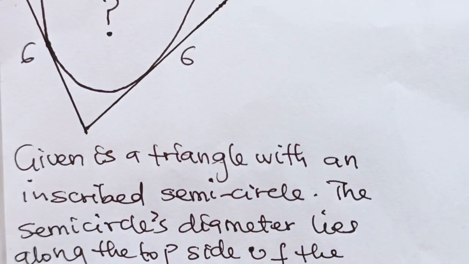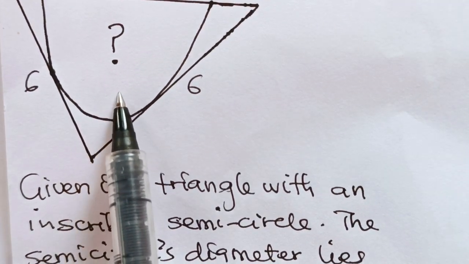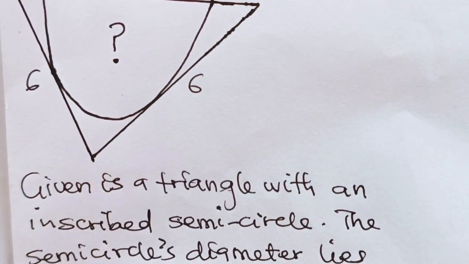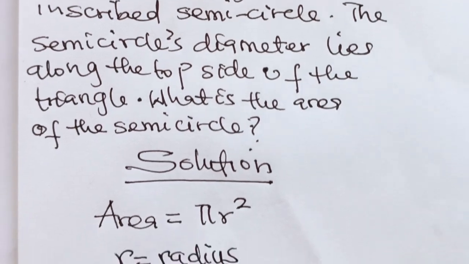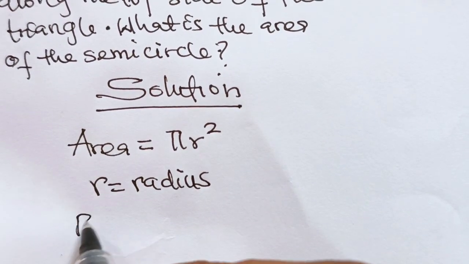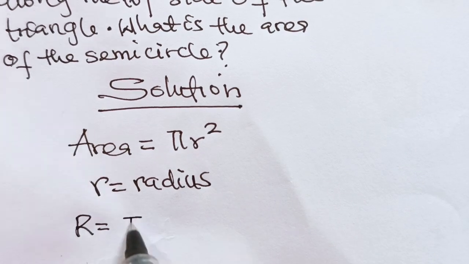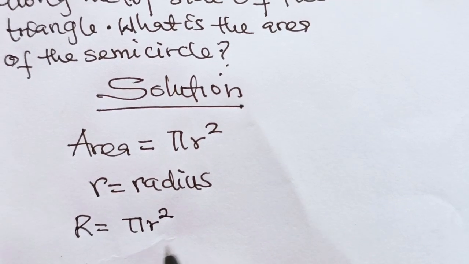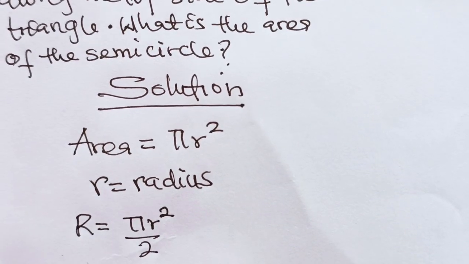Now we are asked to find the area of this semicircle. A semicircle is half of a circle, right? If a semicircle is half of a circle, then it simply means that the area of the semicircle should be pi r squared, which is the area of a circle, divided by 2.